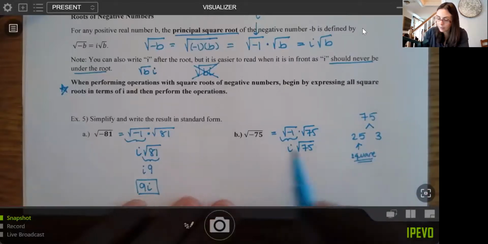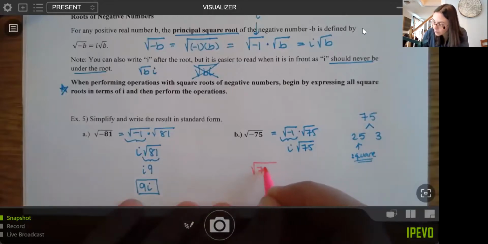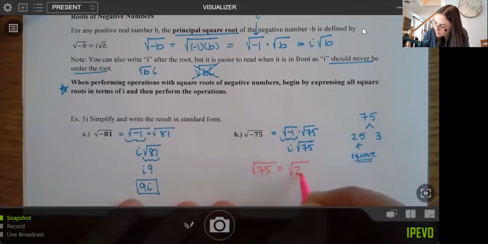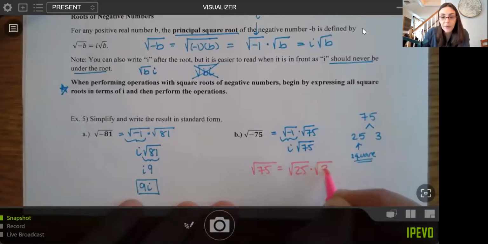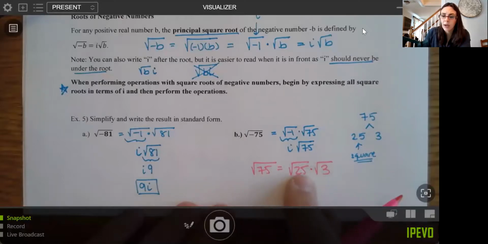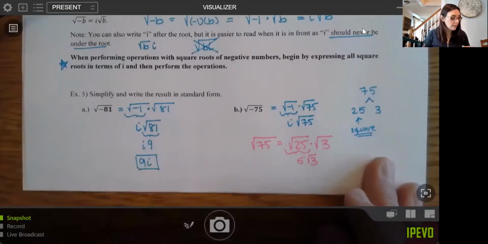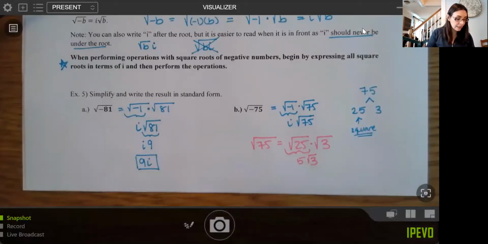I'm going to do this just off to the side for a second. That square root of 75 becomes the square root of 25 times the square root of 3. When we're multiplying with roots, you are allowed to break it apart like this, not for adding and subtracting, but you can for multiplying and dividing. So we break it into our two factors, and then we take the square root of the 25 here, which is 5. So we are able to break it down a little bit, even though it's not broken down completely.